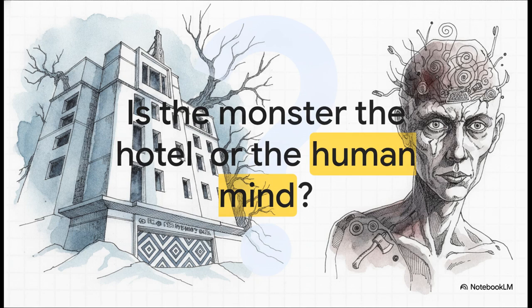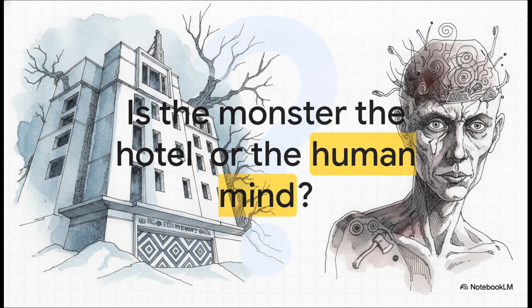Which brings us to the end of our explainer. We've journeyed from a terrifying nightmare in Colorado, through the clash between King's tragedy and Kubrick's thriller, and straight into the dark architecture of Gothic domesticity. So I want to leave you with this lingering thought to chew on.